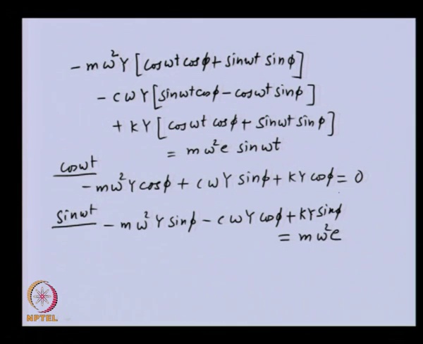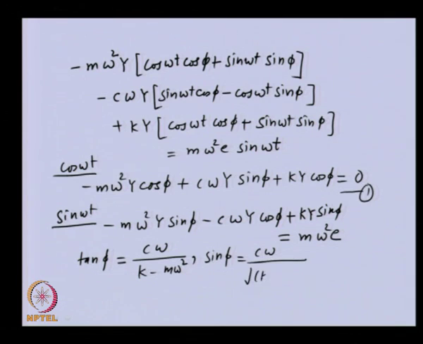Now you can see from the first equation we can get the phase, we can write this as tan phi. Whereas from the second equation, if we substitute this phase, because it contains sin phi, that can be written as sin phi. Because we know tan phi, from that sin phi we can write as C omega by the square root of k minus m omega squared whole squared plus C omega squared.